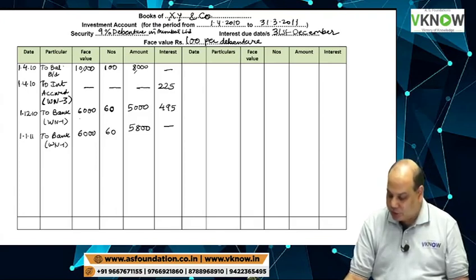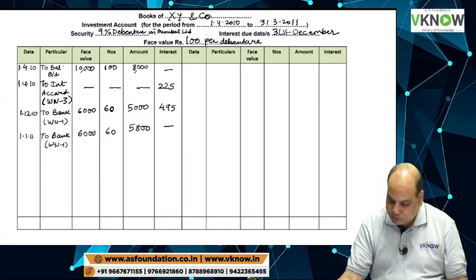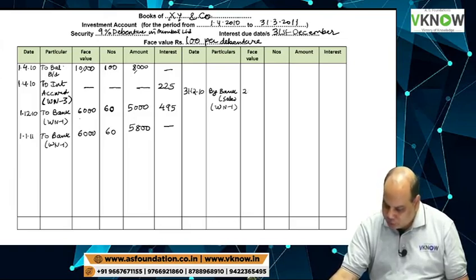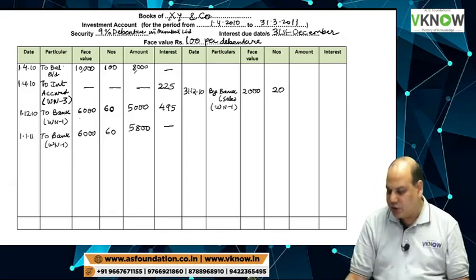Come to credit side. First entry will pass for sale. 31st December 2010, by bank, sale, working note 1, 2000 rupees face value, 20 quantity.